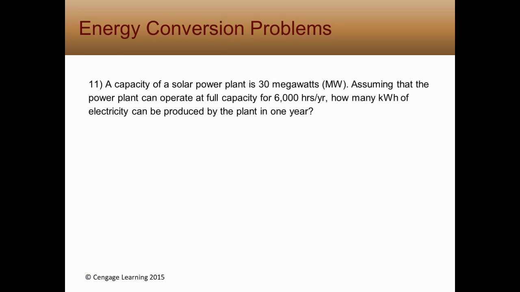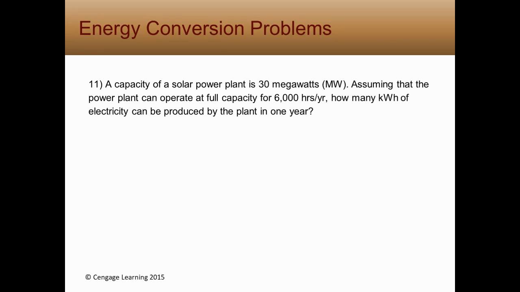A capacity of a solar plant is 30 megawatts. Assuming the power plant can operate at full capacity for 6,000 hours a year, how many kilowatt hours? Now, that's also a unit of measuring energy that the power plant actually uses. It's not kilowatts per hour, it's kilowatt hours. So they're all going to be in the numerator. So how many kilowatt hours of electricity can be produced by the plant in 1 year?